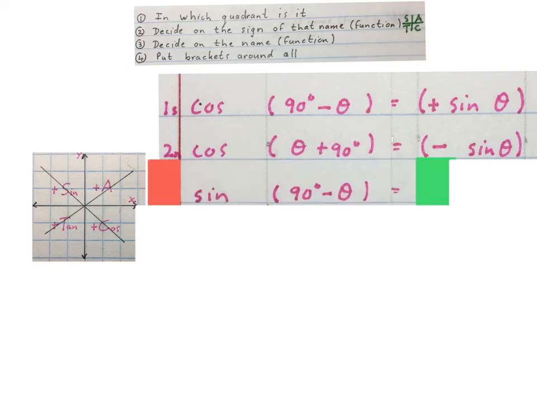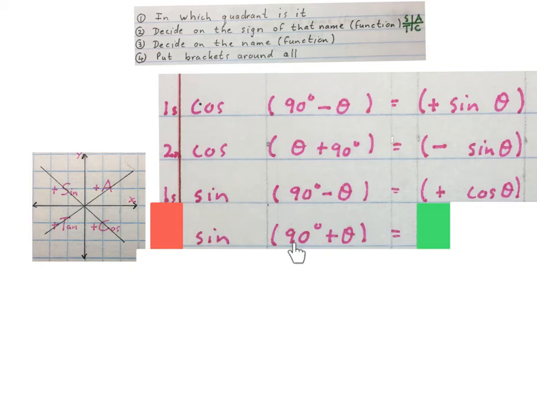One more. Sine 90 minus theta. In which quadrant is it? Start here. 90 minus theta. You are in the first quadrant. Next, is sine positive or negative there? It is positive there. Decide on the name you're going to use. It's a cofunction. You write cos theta.